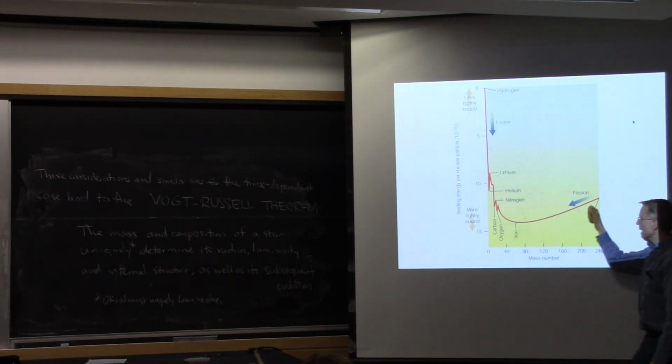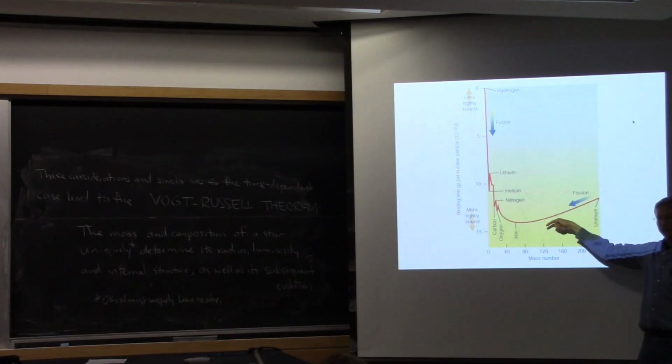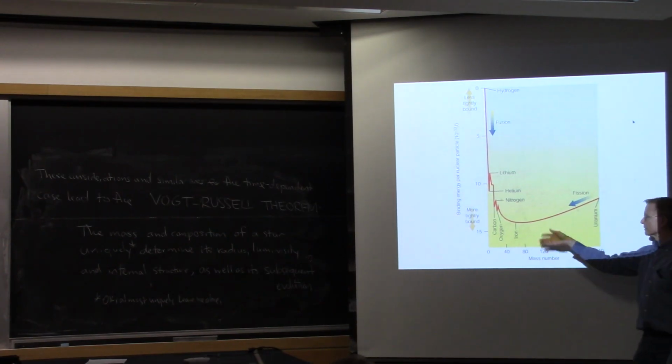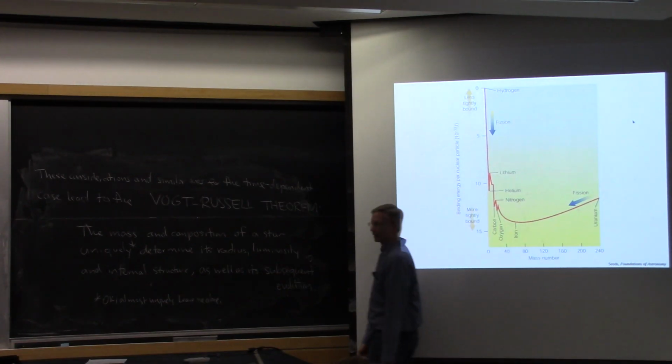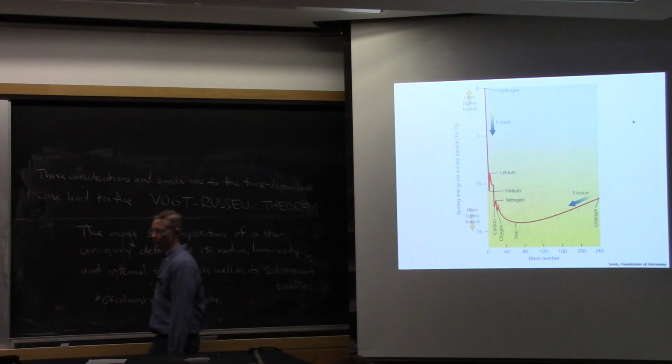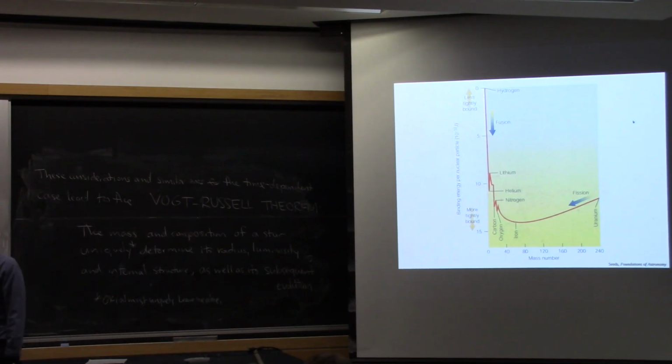So beyond iron, you can get energy out via fission. Below iron, you can get energy out by fusion. And iron's like, nope, I'm sorry. You're not using me for a fuel. I'm just going to collapse into a neutron star or a black hole instead, as we will see. Okay, so that's kind of the big picture here. Okay, any questions about that?